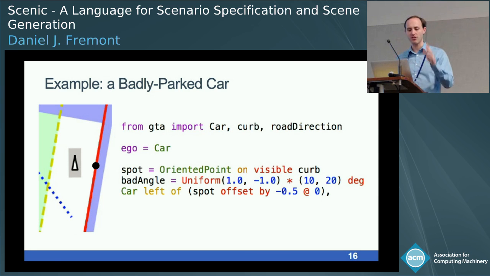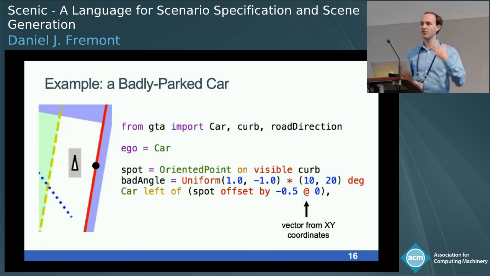So I'm saying create a car to the left of that parking spot, offset by half a meter to the left. So this is like the Smalltalk vector syntax. It means half a meter in the negative x direction. And I'm offsetting the spot by that. And because spot has its own coordinate system associated with it, this really means half a meter into the road, as compared to half a meter west in the global coordinate system, which would not be what we want.